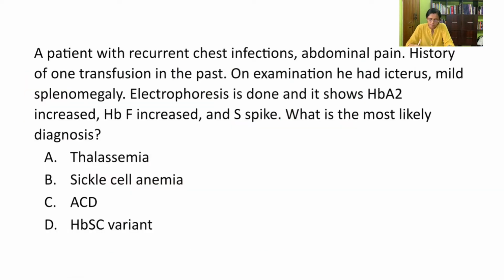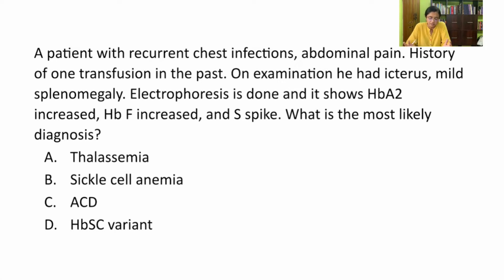Now coming to the next question, a patient with recurrent chest infections and abdominal pain. He presented with a history of one blood transfusion in the past. On examination, he had icterus and mild splenomegaly. Electrophoresis was done, which showed HbA2 increased, HbF increased, and an S spike. What is the most likely diagnosis?